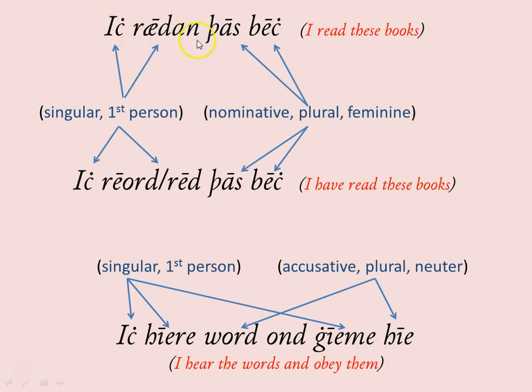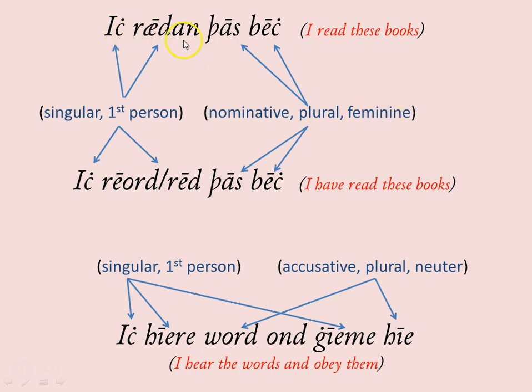Alright, ich radan thas beach. I read these books. Notice thas beach. Beach is a noun, and the modifier in front of it, the demonstrative thas, they agree with each other because it's these books, and they're in the nominative, plural and feminine. So that goes together. They're conveying meaning because there's concord, grammatical agreement between the two words. Thas beach, these books. And we know that because the case is nominative, the number is plural, and the gender is feminine.